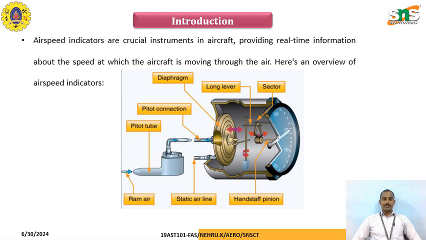This skeleton diagram shows the internal components of the indicator and how it measures the airspeed. This is the ram air from the atmosphere. This is a pitot static tube, and this is a pitot tube. The static air line and the pitot tube, the difference between both air pressures makes the diaphragm vary its motion, which is connected to the long lever, which moves the indicator hand through the stop pinion, and it starts moving the dial. So these are the components, and this tool operates on different ram pressures and different velocities, and the indicator shows the airspeed in terms of knots.